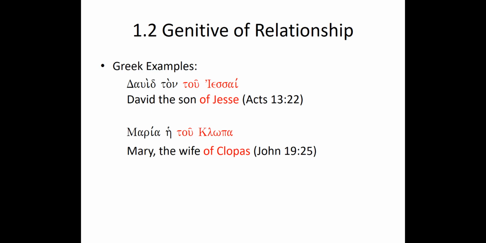Sometimes, although this is less frequent than the son, you could have Maria he to Clopa. Mary, the one of Clopas. In this case, context would show you this is Mary, the wife of Clopas. And remember, context is extremely important in all of life and certainly in Greek. So don't ignore context, and context will help you on these items.